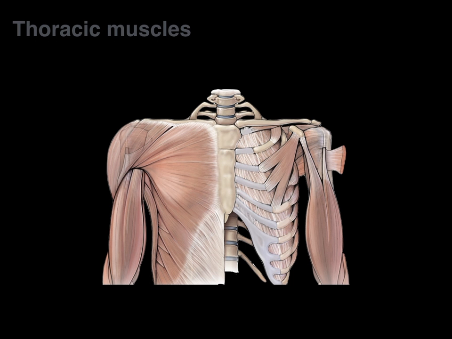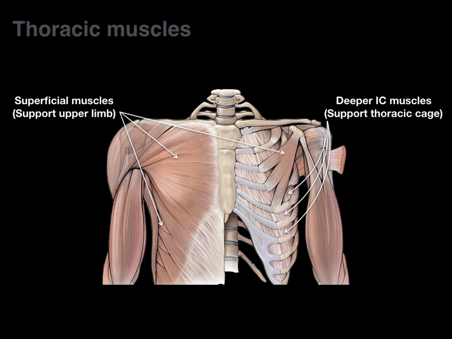Okay, so first, thoracic muscles divide into two different camps. One, superficial muscles that support the upper limb, and deeper intercostal muscles that support the thoracic cage. This sounds similar to the back. Superficial muscles, upper limb, deeper muscles, axial skeleton.